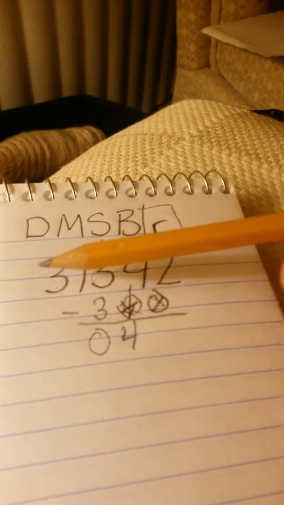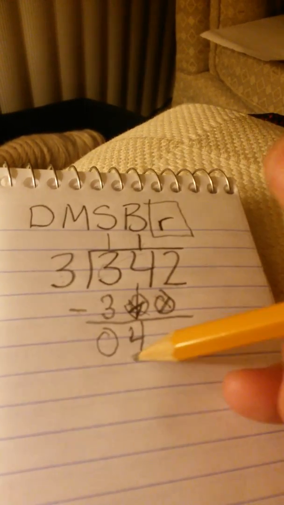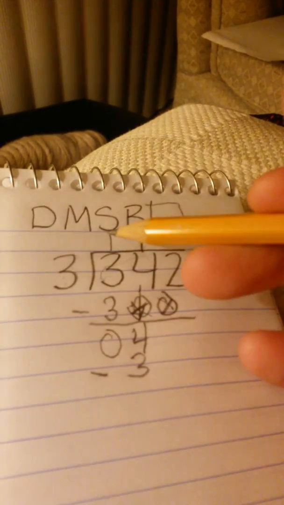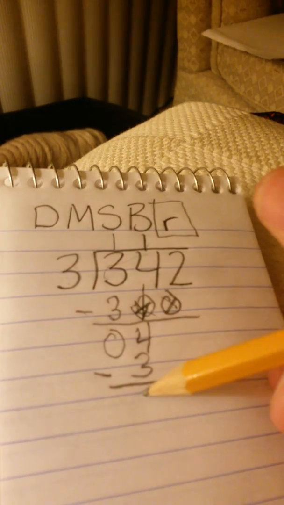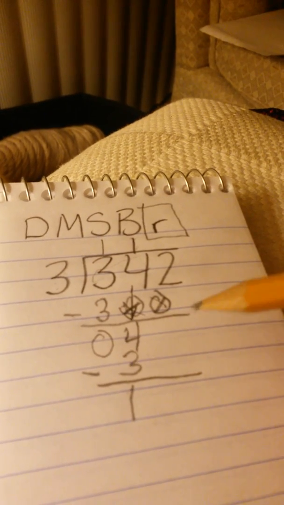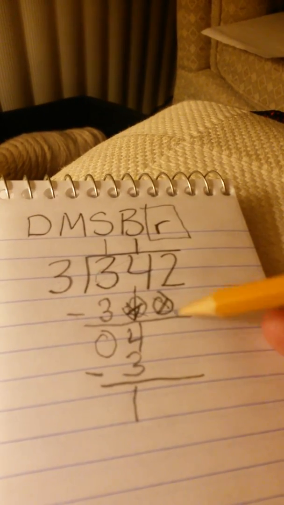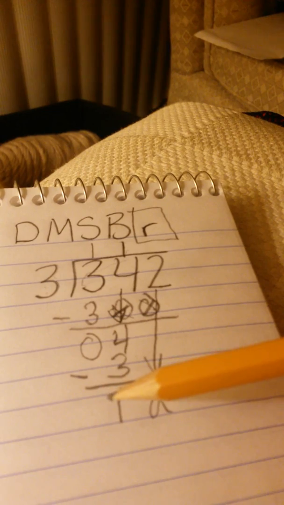So 1 times 3, of course, is 3. And you are on the subtraction step. 4 take away 3 is 1. And then I'm on the bring down step. And I get 12 from bringing down the 2 with the 1.